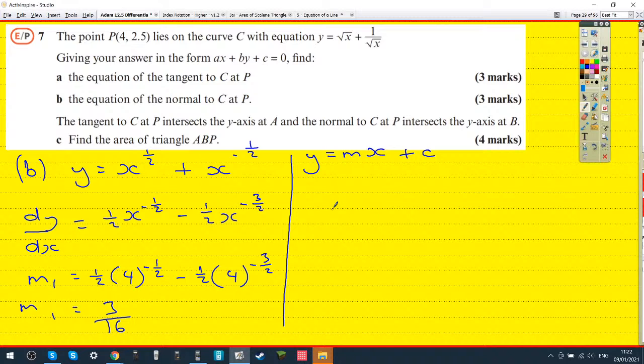Good. However, that's for the tangent. We want the normal. What's different about the normal? The reciprocal. Yeah. So do we minus 16 over 3? Well done. So M1 is 3 over 16. M2 is minus 16 over 3. So it'd be 2.5 equals minus 16 over 3 times 4 plus c. Very good.